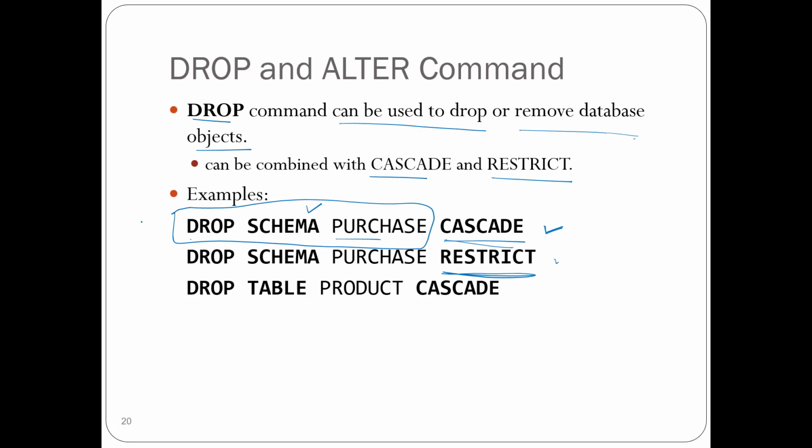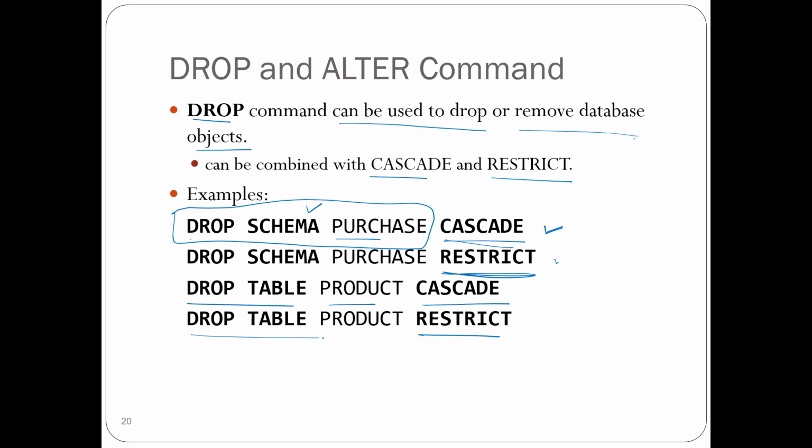Let's try the same thing on a table. You can drop a table by saying drop table product cascade. Cascading will have the same impact as the cascade will have on a schema. All the tables which are referring to the product will be removed as well. You can specify restrict by saying drop table product restrict, where the drop operation of product would be halted because there are other tables or other objects which are referring to this table product.